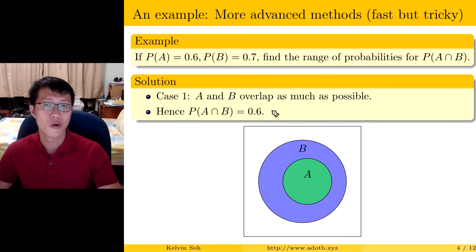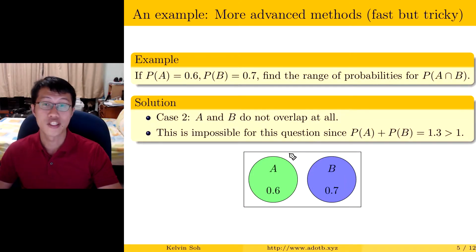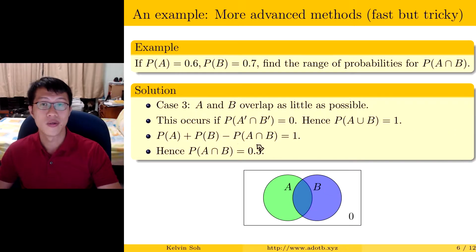For the other extreme, we want A and B to not overlap at all, such that A and B are mutually exclusive. However, for this question, this is actually not possible because P(A) is 0.6 and P(B) is 0.7. In that case, if we add up the probabilities, we end up with 1.3, which is impossible. Hence, the two sets have to overlap, but we want them to overlap as little as possible. That will happen if the probability outside is 0. Hence, the probability of A union B has to be 1.